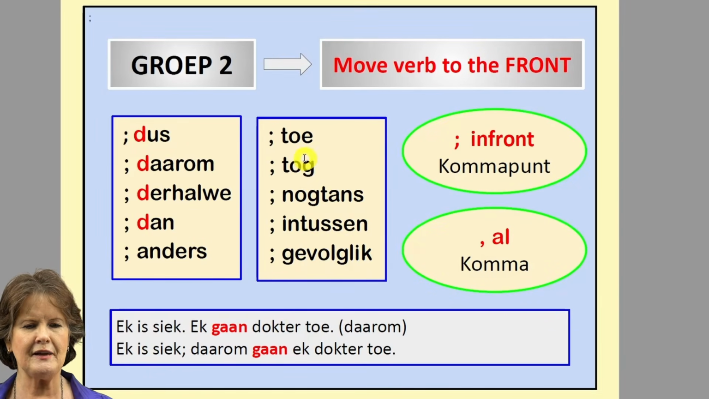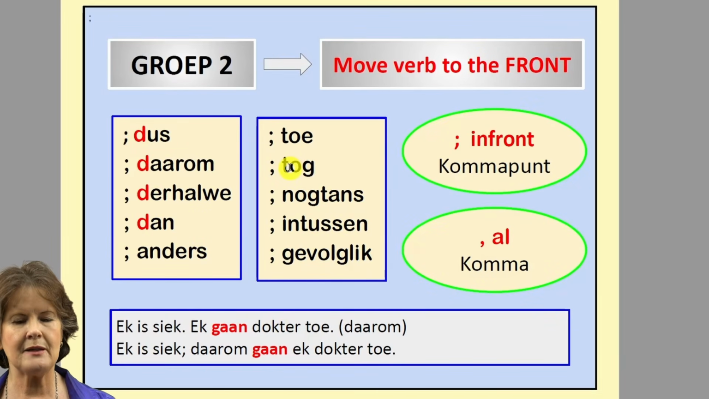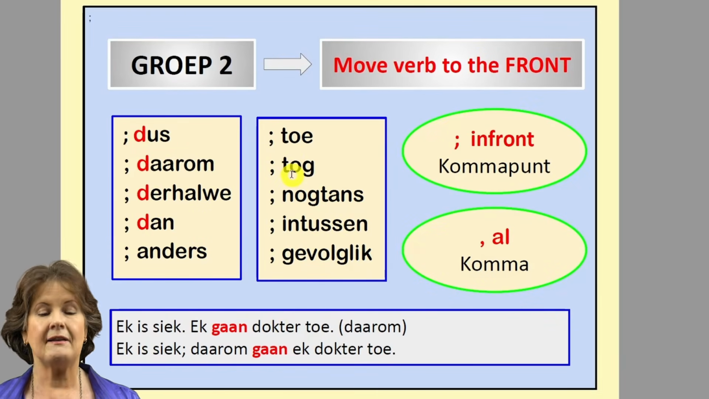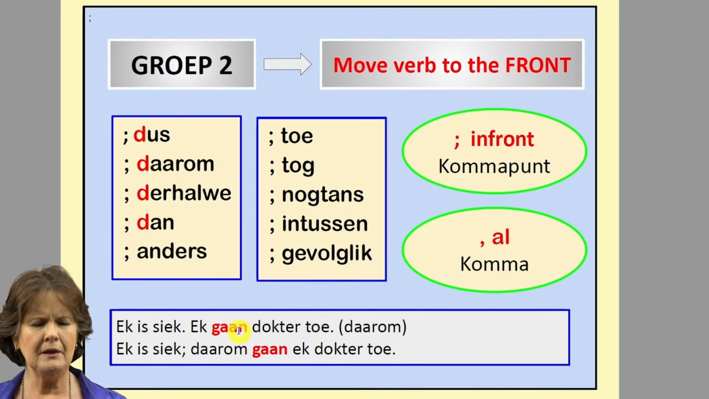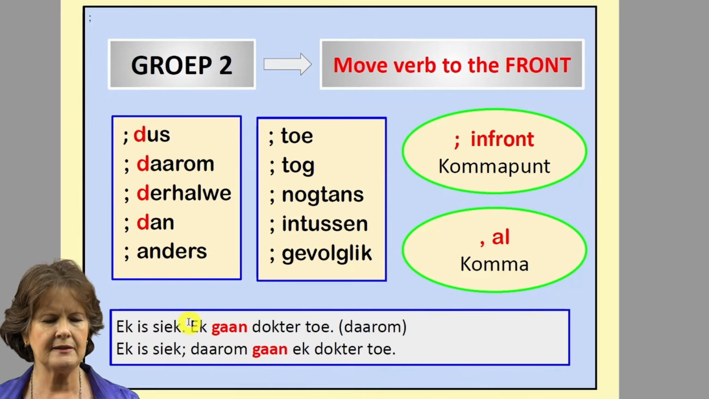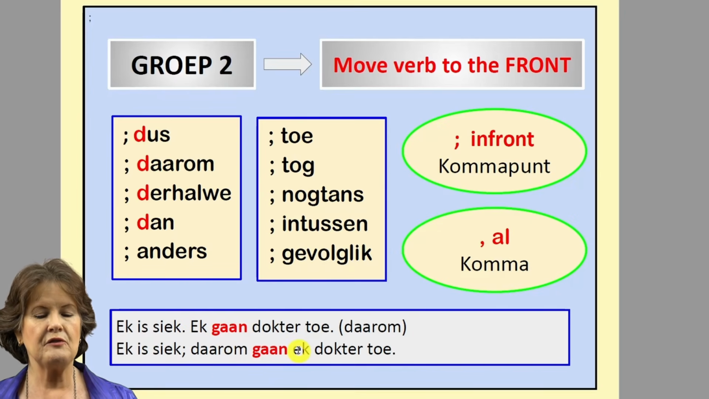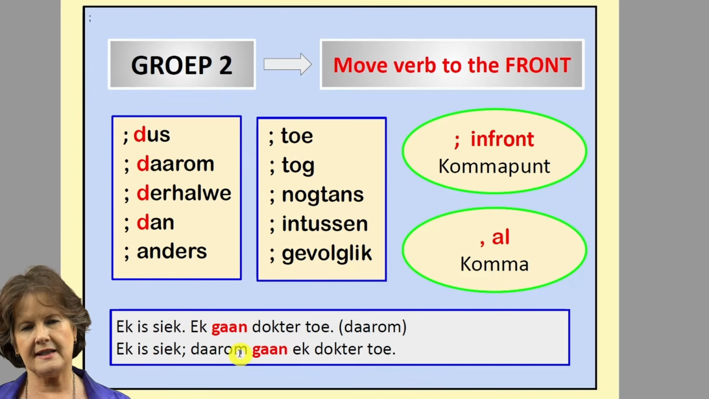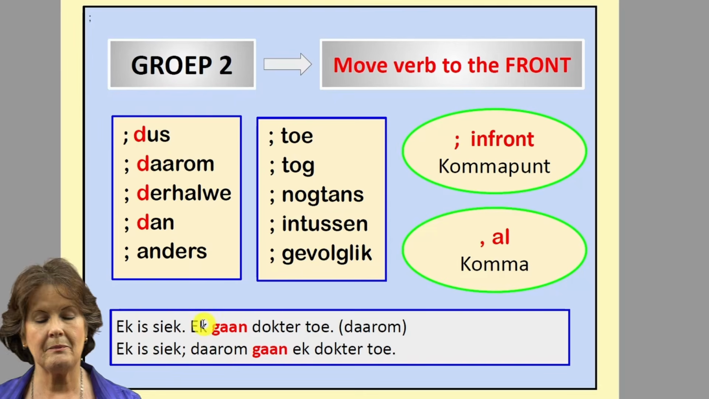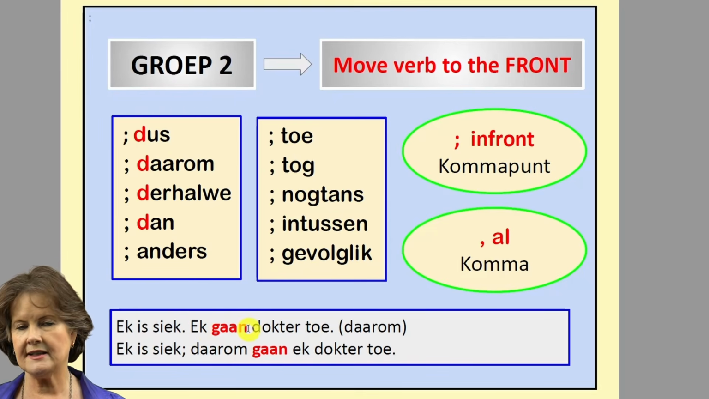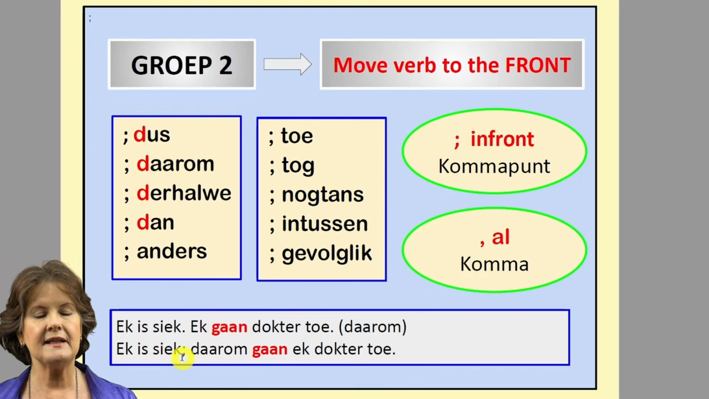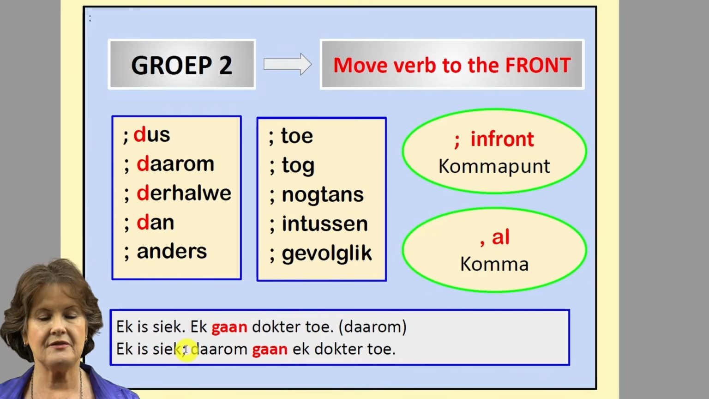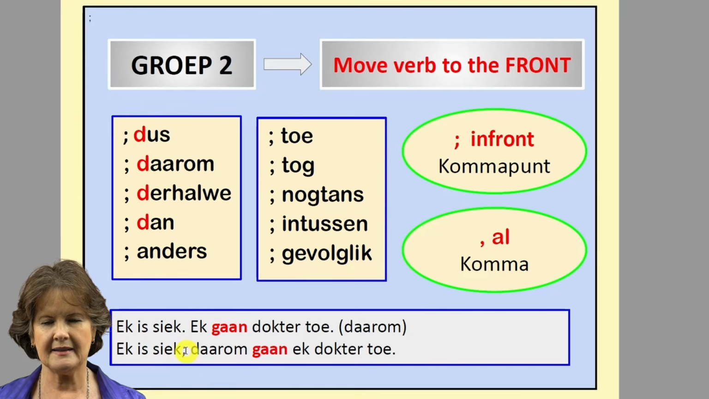Look at group 2, that T stands for to. It means yet again. But this time, the verb will go, look there at the example, the gaan goes in front of the ek. So the verb goes to the front of the second sentence. So it means that you swap around the first and the second word of the second sentence. Right, and then when it's a group 2 word, you always put a semicolon. It's very important to remember that.